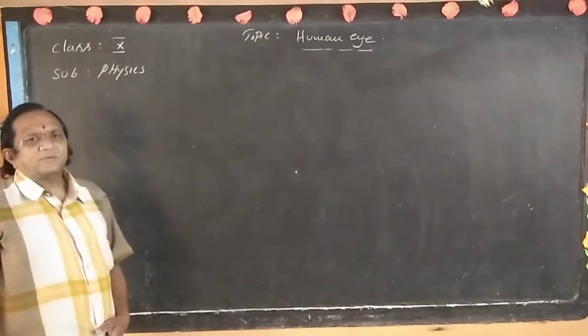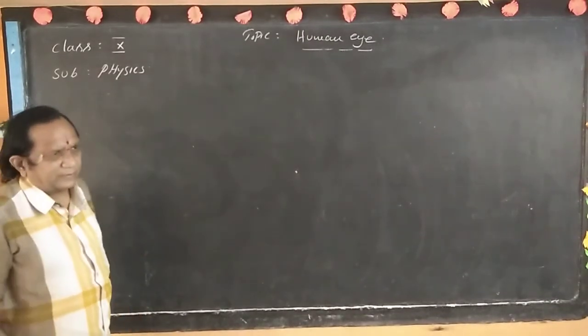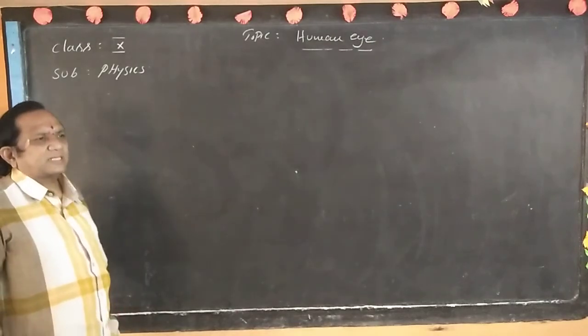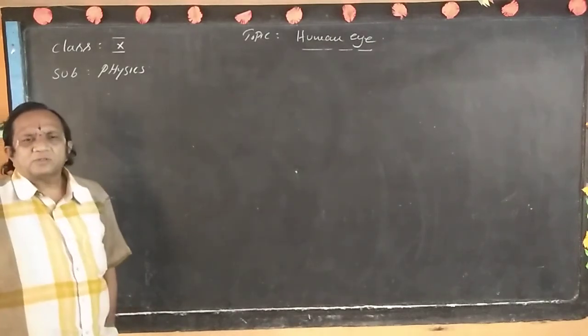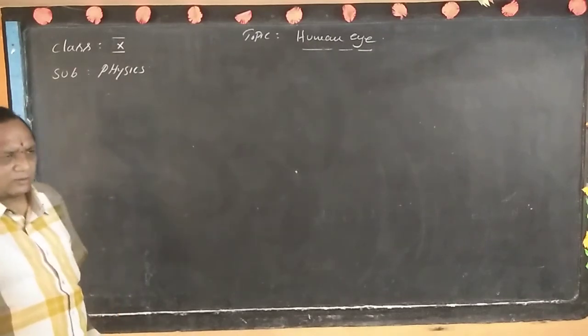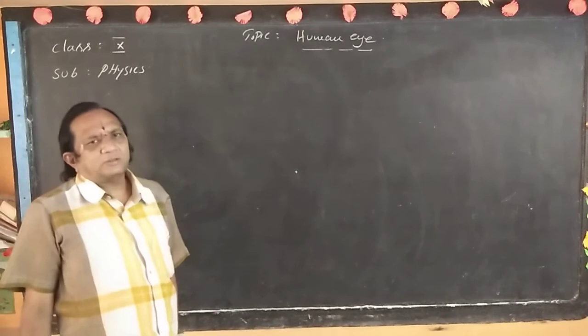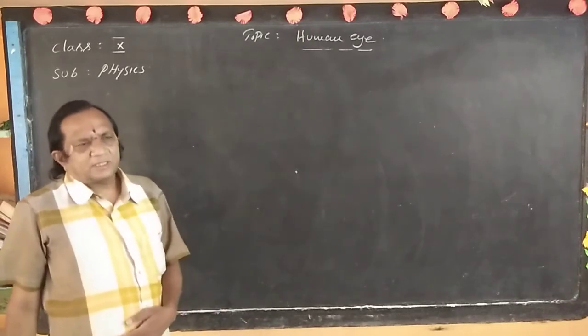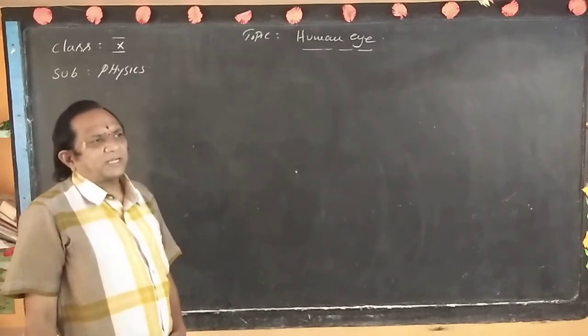Now we discuss the human eye. In the previous class we discussed the structures of the eye and the defects of the eye. Today we will discuss such things, including the prism. Under the prism, one application will be there.